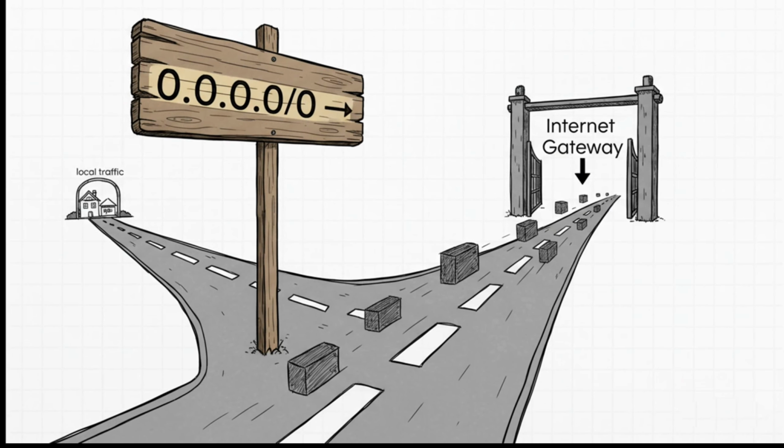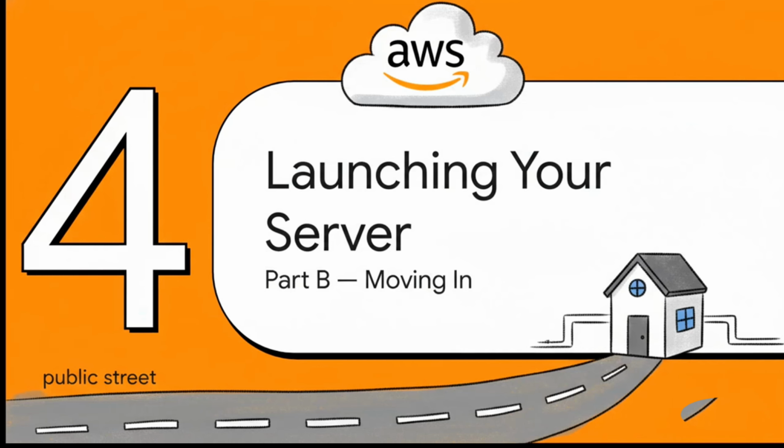And this right here, this is the magic rule. The one street sign that makes all the difference. You're going to see 0.0.0.0/0 everywhere in networking. It's just a fancy way of saying any and all traffic that isn't going to another house inside this neighborhood, and that little arrow tells that traffic exactly where to go, straight to the Internet Gateway. This one rule is what makes your street, your subnet, officially public. And just like that, our public street is ready to go. The infrastructure is all in place.